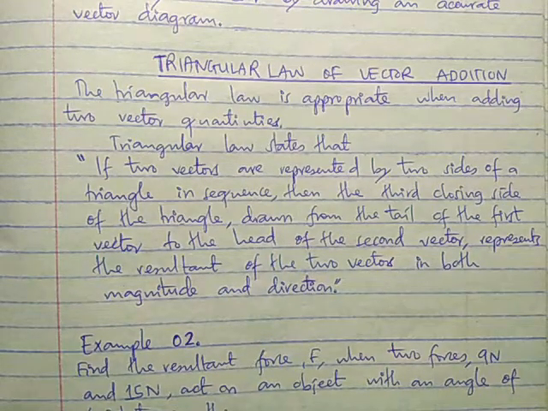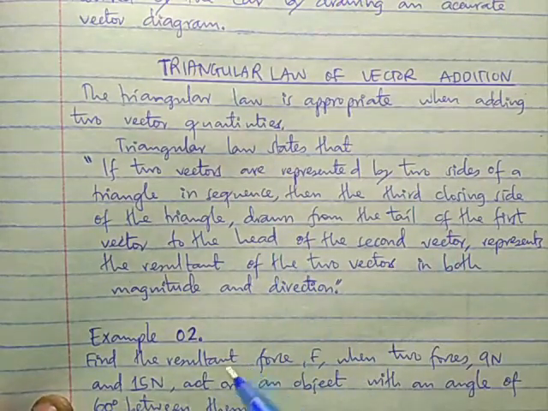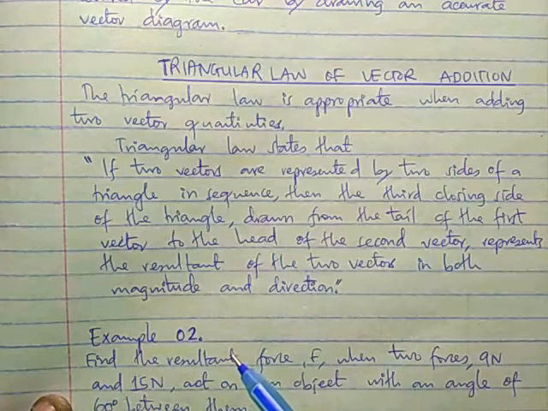So in the graphical method, we were able to add even more than 2 vectors, but in the triangular law, we only add 2 vectors. So we can't add more than 2 vectors by using the triangular law. So we are saying that the triangular law is appropriate when adding 2 vector quantities.